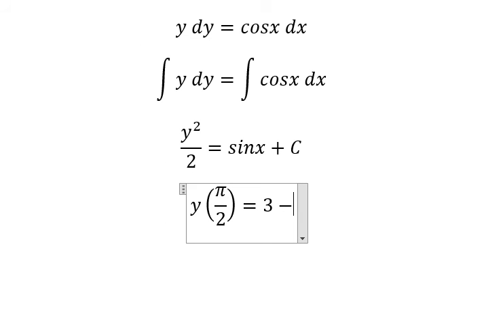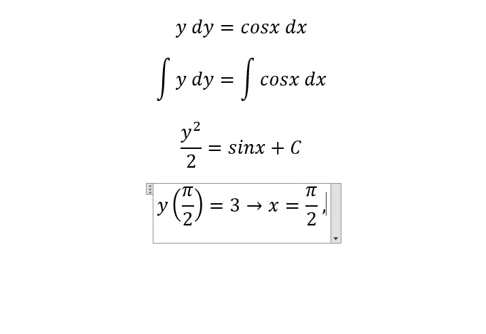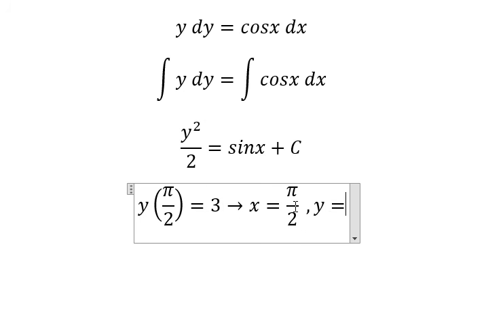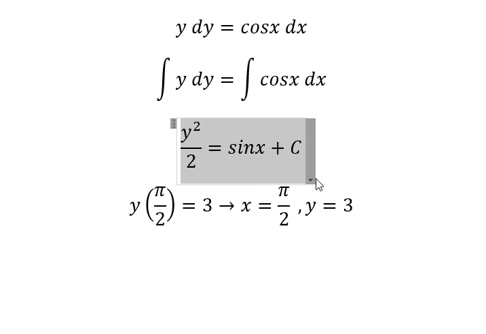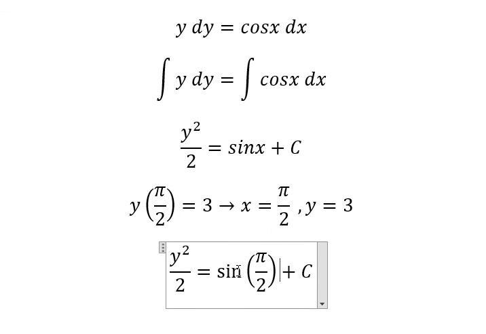That means when x equals pi over 2, y equals 3. So I will put pi over 2 for x here and 3 for y here to find the value of c.